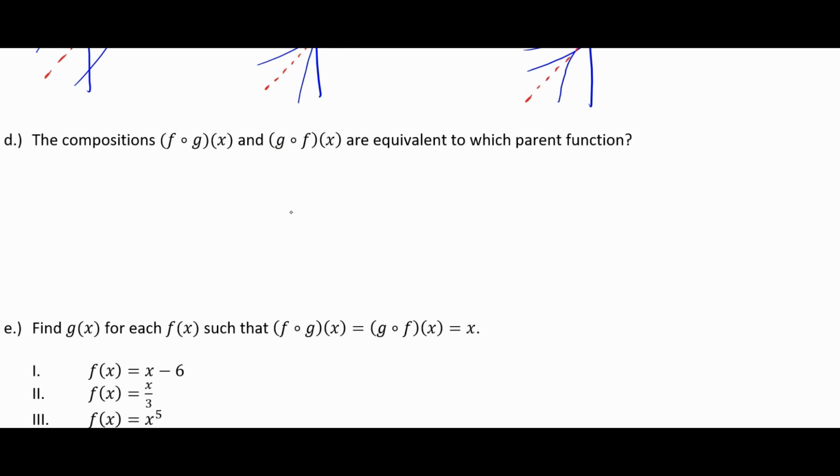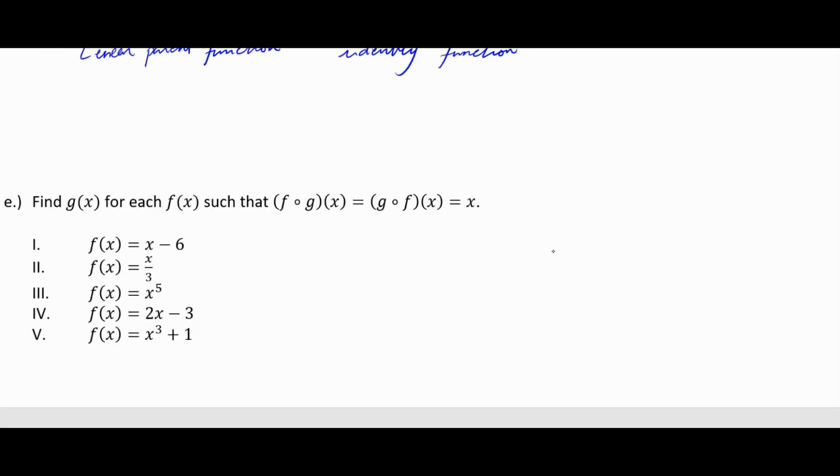And the compositions are equivalent to which parent function? We kind of answered this in B. They're all equivalent to the linear graph or the line y equal to x. So we could just say linear function, linear parent function, also known as the identity function. And for this problem, we want to find what makes the composition equal to x. So really, we kind of just want to find the inverse of these functions.